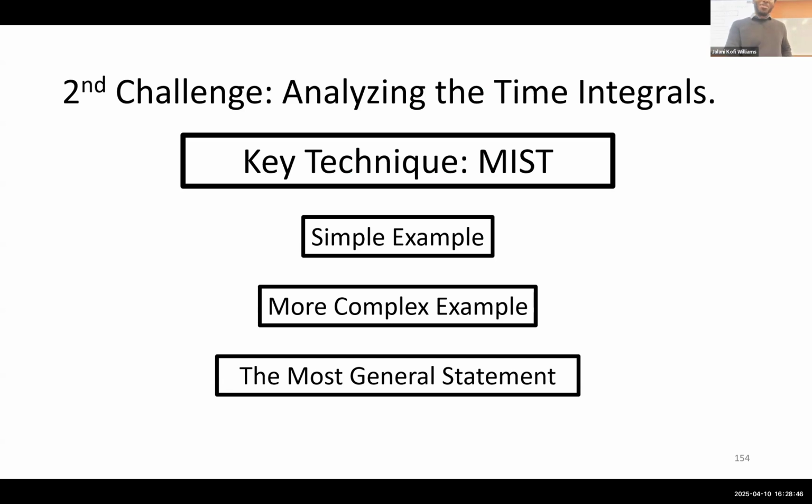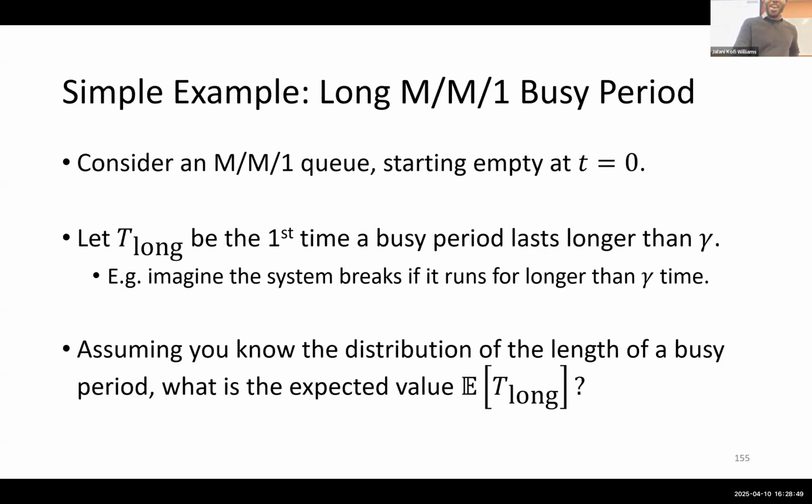The technique that we developed to do this is called MIST. And I'm just going to describe a simple example, which has to do with an M/M/1 busy period, and illustrates what's going on in MIST. So we're going to consider an M/M/1 queue starting empty at time equal to 0. Then we define some stopping time T-long to be the first time a busy period lasts longer than some parameter gamma, which is fixed. Imagine your server breaks if it runs for longer than gamma time continuously. Assuming you know the distribution of the length of a busy period, what's the expected value of T-long?